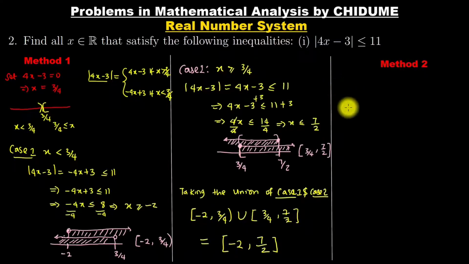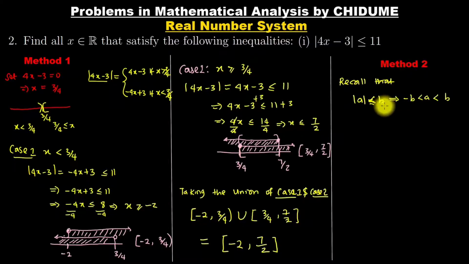So let's proceed to the second method, which is actually the fastest method. You recall that anytime you have the absolute value of a less than b, or less than or equal to b, this implies that negative b is less than a, which is less than b. Of course, we've done this in our first exercise. You can just go back to the first exercise and check this theorem.